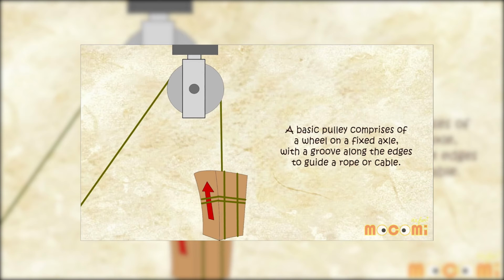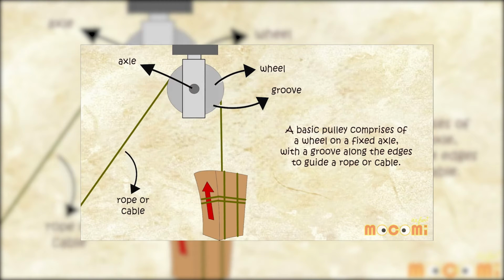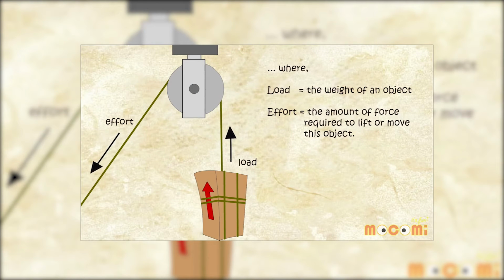A basic pulley is comprised of a wheel on a fixed axle, with a groove along the edges to guide a rope or cable. Where load is the weight of an object and effort is the amount of force required to lift or move this object.